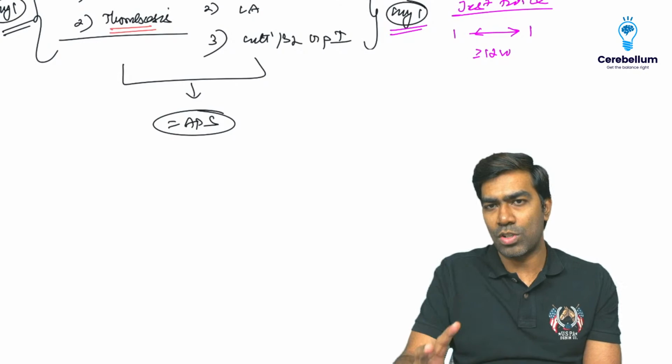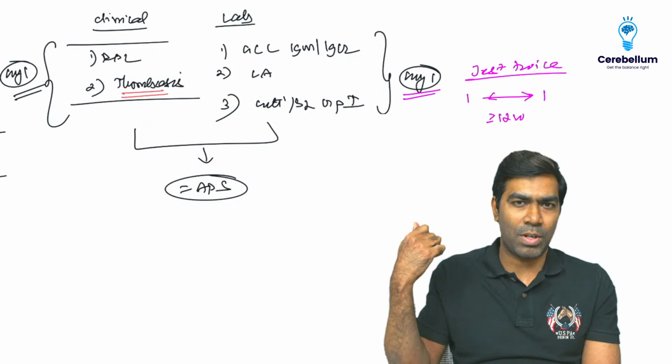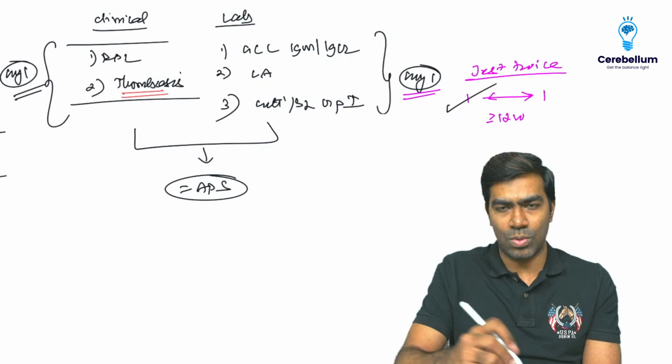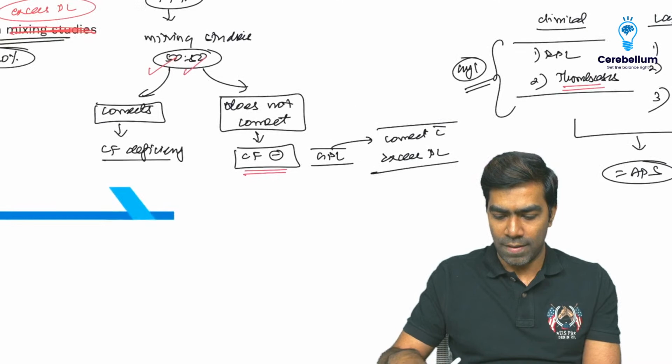If it's not positive the second time, then it's a transient antiphospholipid presence in the body, which can be caused by many other conditions, including certain fevers, drugs, and so on. So that's why you need to test after 12 weeks, or 3 months, and prove that it is positive. Then only you can say that the antibody is positive. Okay, that's a very important point.